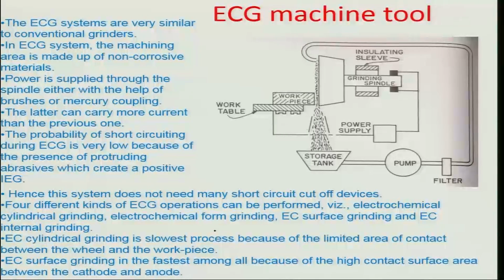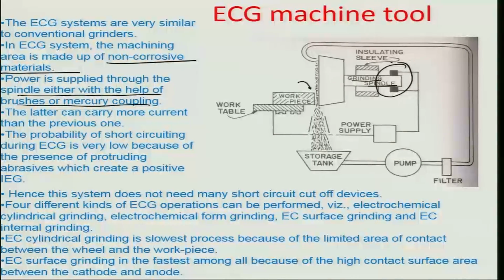So ECG systems are typically more or less similar to what conventional grinding systems have. They have a spindle, they have a wheel, and there is an inter-electrode gap created and an electrolyte flow across the wheel workpiece gap. The machining area normally has to be made out of non-corrosive materials because obviously it should not be degraded electrochemically because of the action of the electrolyte. Power can be supplied through the spindle either with the help of brushes or with a mercury coupling, as you can see here in this region.